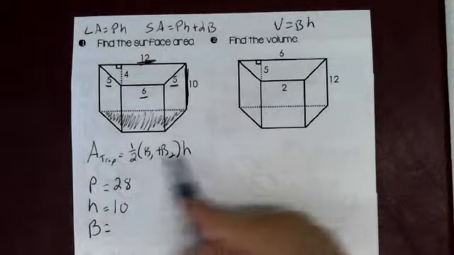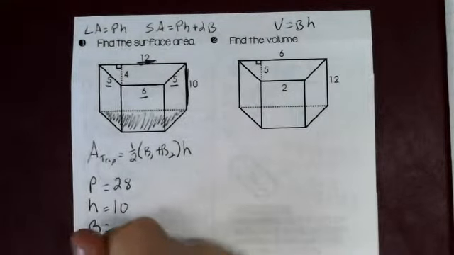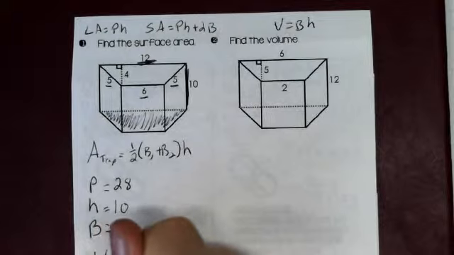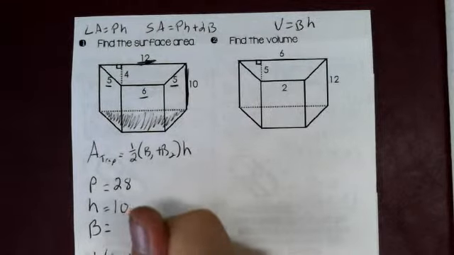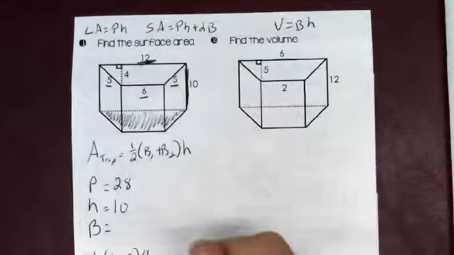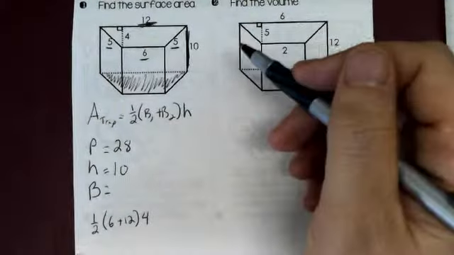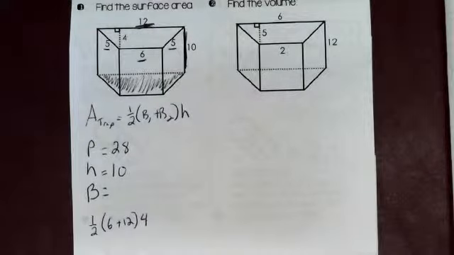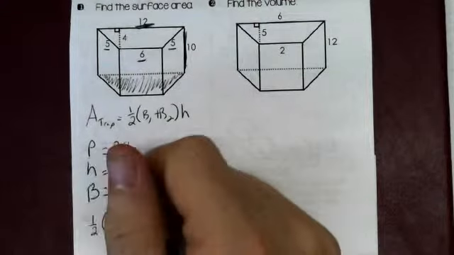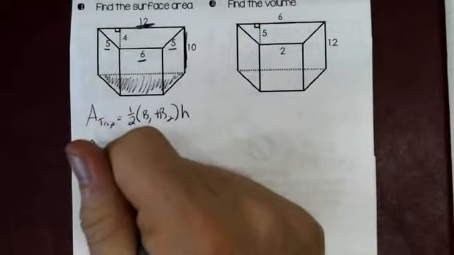And then for the area of our base, we're going to go back to using this formula. So this would be 1/2 of 6 plus 12 times 4. The 4 is the height of my trapezoid. Please don't get that confused with the height of your prism. And so if we put this in the calculator, we get 6 plus 12 divided by 2 times 4 is 36.